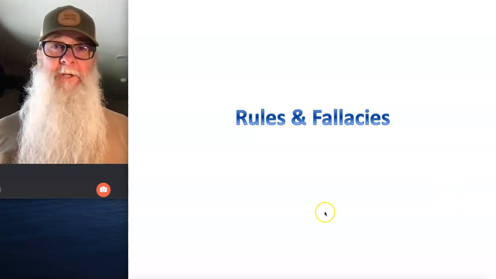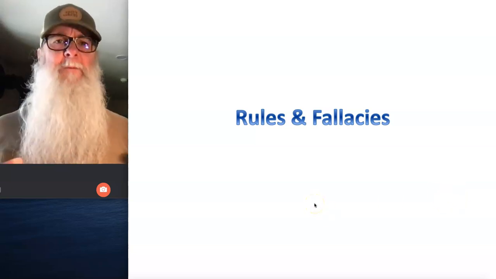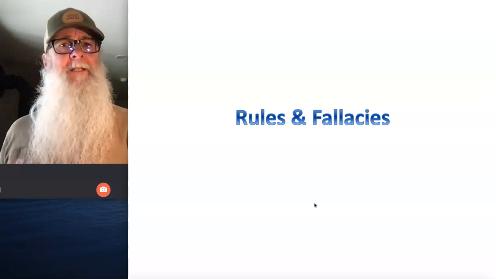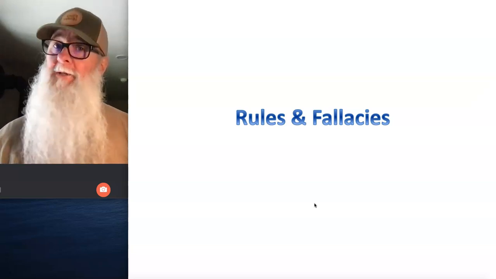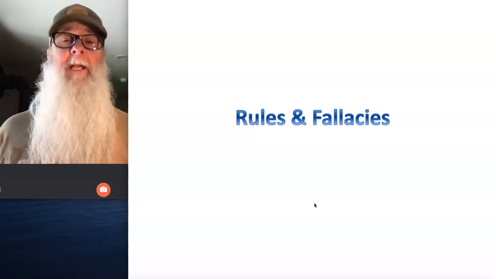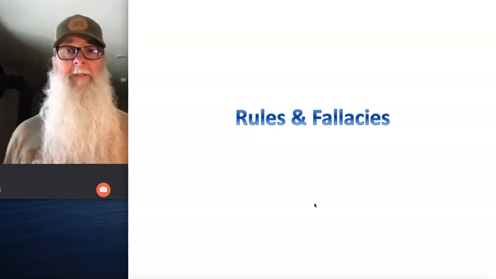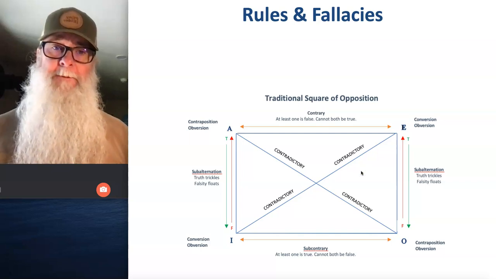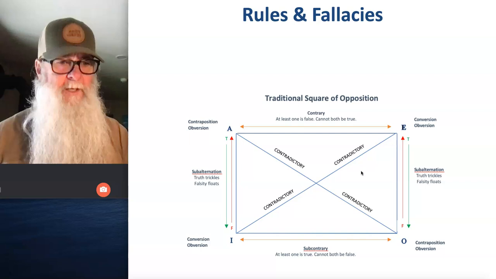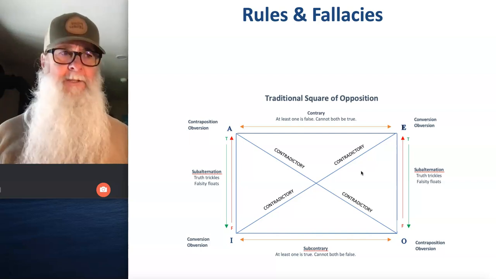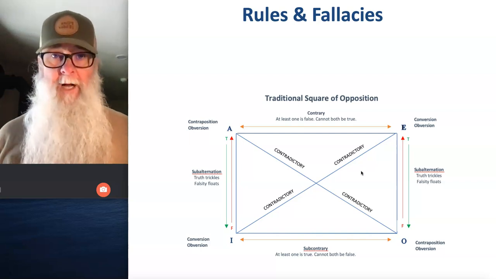You'll recall from our earlier conversations that there's a set of rules that applies to standard form categorical statements, and we can use these rules to both create new statements that have known truth values and to evaluate arguments for validity. So you see here, for example, all of the rules associated with the traditional square of opposition: the rule of contrary and subcontrary, subalternation, contradiction, conversion, obversion, and contraposition.